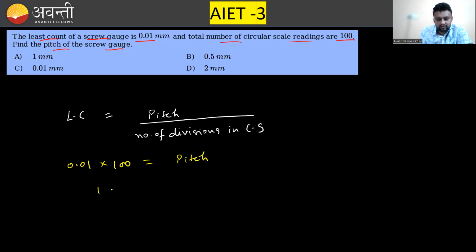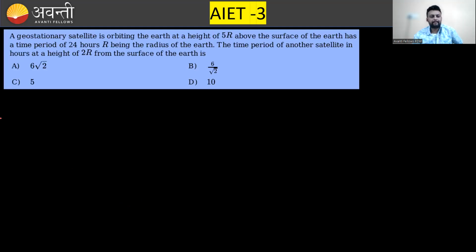So if you multiply it, this is going to be 1 mm is equal to pitch. So what is pitch? Pitch is going to be 1 mm, which is correct option number A. The correct option is A. Clear?